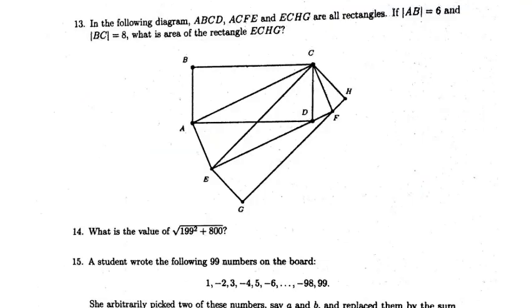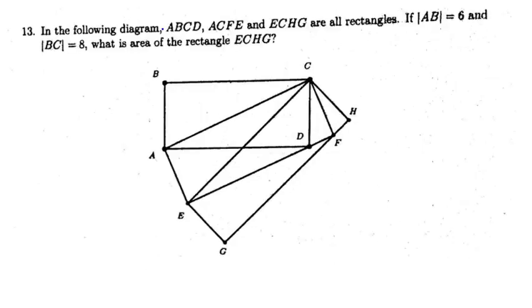SMO 2019 Junior Section First Round Problem number 13. In the following diagram, ABCD, ACFE, and ECHG are all rectangles. If AB equals 6, BC equals 8, what's the area of rectangle ECHG? So let's consider it is 6, it is 8.